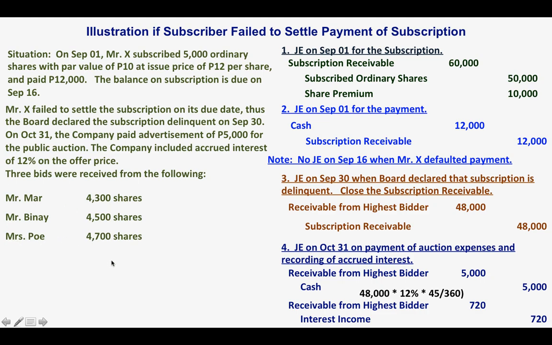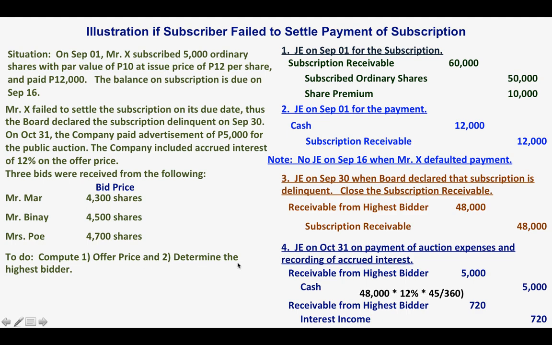Okay, class, what are the things that we should do? What are the accounting considerations with regards to this? These are the bid prices. So class, what we have to do is first, compute the offer price. In normal situations, the offer price will be given, but in classroom problems, the offer price may not be given. So we have to determine the offer price.